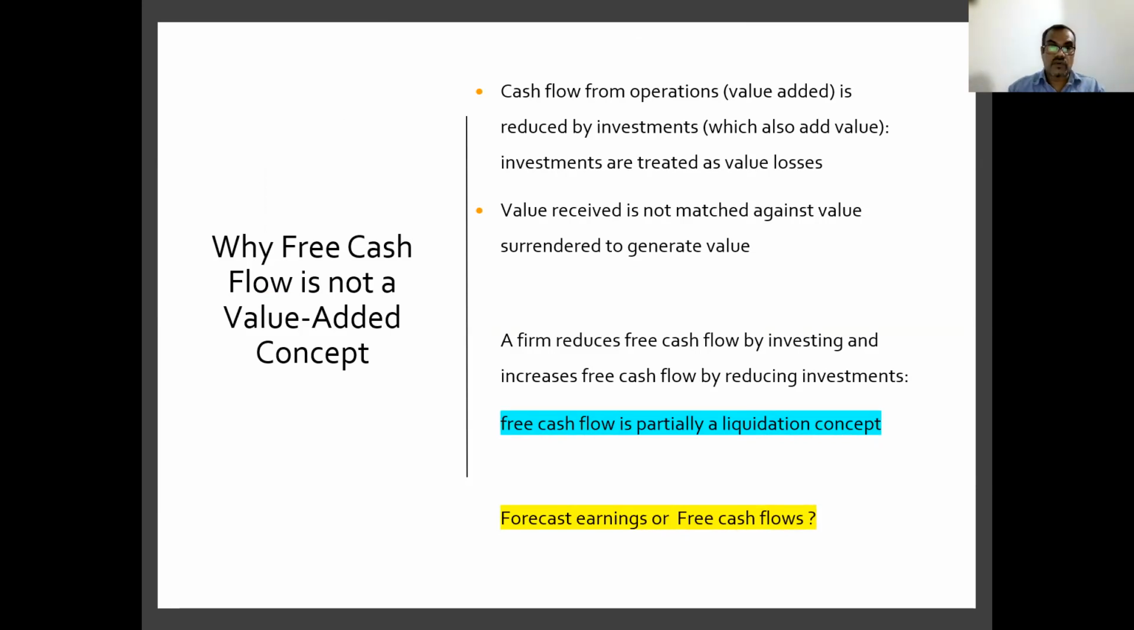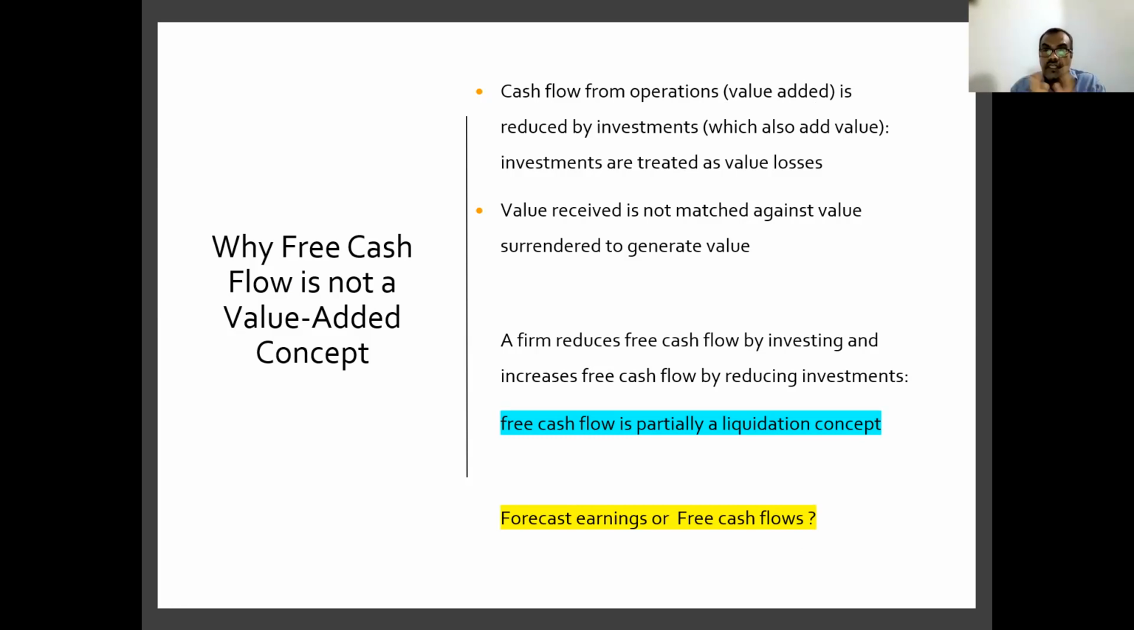Again, a little bit of explanation. I already explained why free cash flows cannot add or create value, because this is mistakenly interpreted: the bigger the free cash flows, the higher the value that an entity has. No, it's not. Yes, of course, that's true, but free cash flows do not create value. The cash flows from operations, as I just explained, are reduced by investment. You see this kind of paradox.